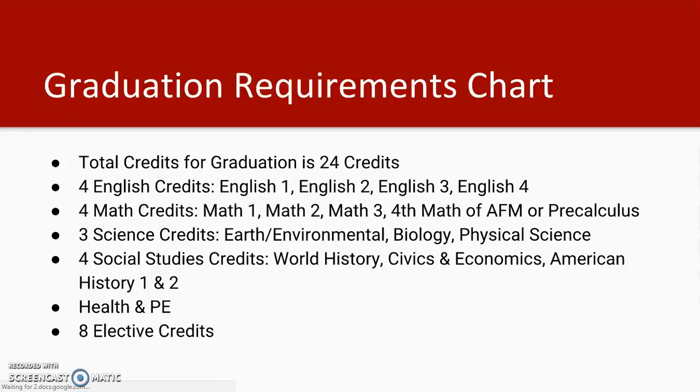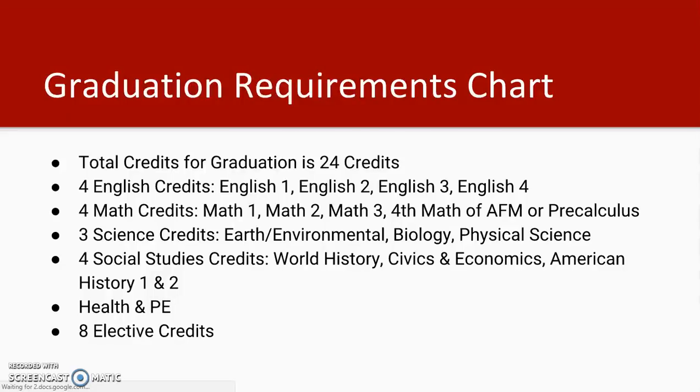Everyone needs 3 science credits, which includes an Earth Environmental Science course, Biology, and a Physical Science. The Earth Environmental Science requirement can be fulfilled by taking the Earth Environmental Science course or AP Environmental Science. The Physical Science requirement can be fulfilled by taking Chemistry, Physics, or Physical Science.